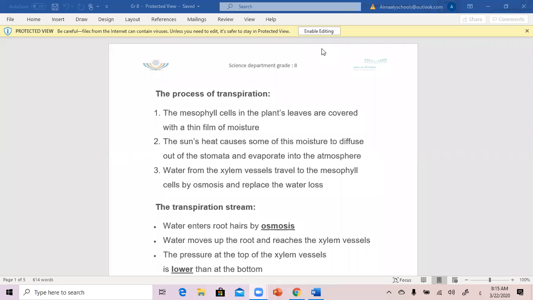What is the transpiration stream? Now give me the definition of transpiration and transpiration stream, both of them. Transpiration is the loss of water, or the evaporation of water, from the leaves of the plant through the stomata. And the transpiration stream is the movement of water molecules through the plant in the xylem. Thanks.